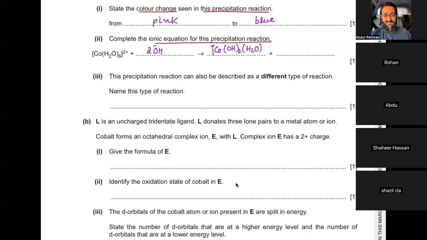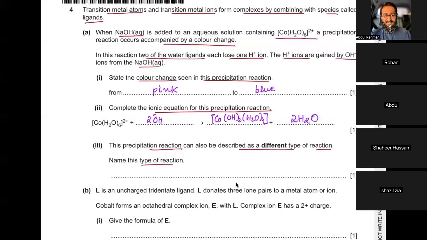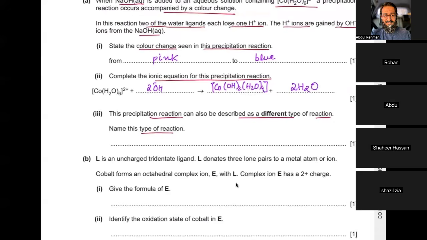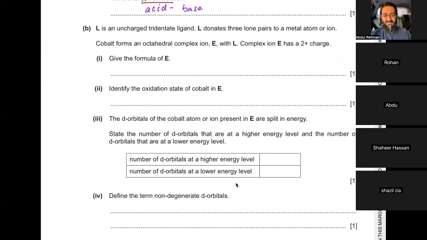This precipitation reaction can also be described as a different type of reaction. Name this type of reaction. If you see, as the hint says, two of the water ligands each lose a hydrogen ion. So it means it is behaving as an acid, right? So it's an acid-base reaction. Remember, an acid-base reaction is not a redox reaction. There is no change in the oxidation number of any element. The oxidation number of a whole compound may be changed because the ions have different oxidation numbers, but no element is changing its oxidation number. So it's acid-base.